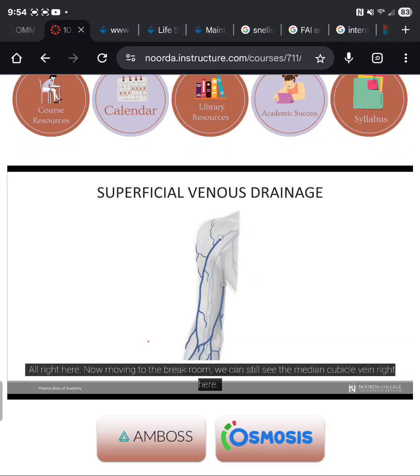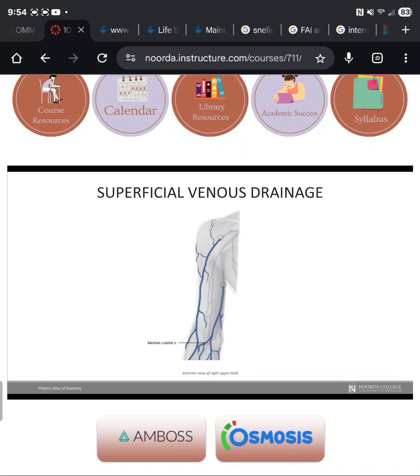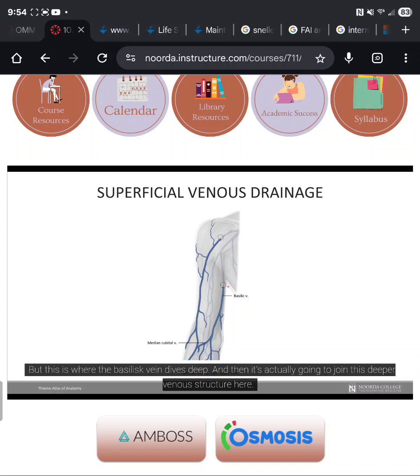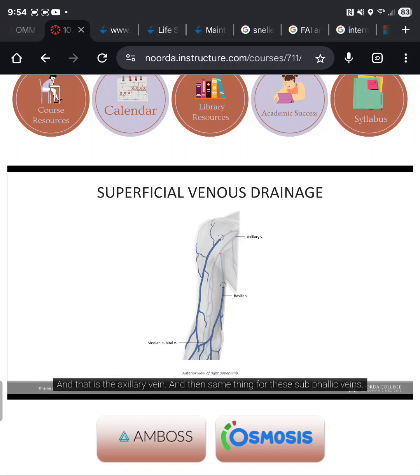Now moving to the brachium, we can still see the median cubital vein right here. And then we also still see on the inner surface the basilic vein. At this point here, this is called the basilic hiatus, and this is where the basilic vein dives deep. It's actually going to join this deeper venous structure here, and that is the axillary vein.